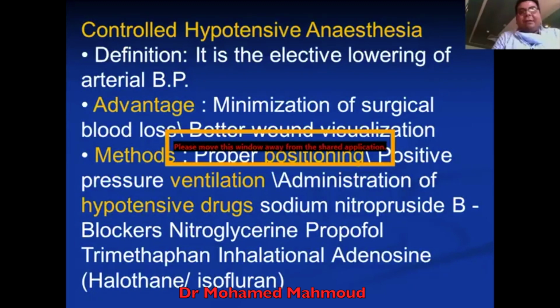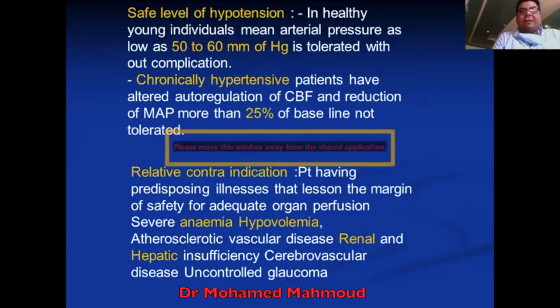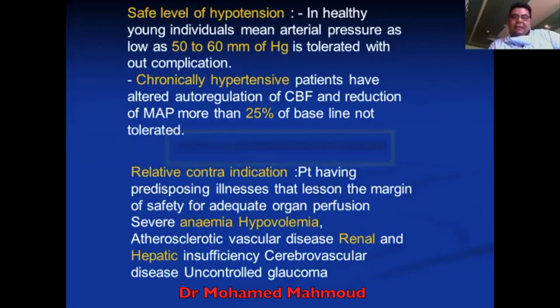In a healthy young individual, mean arterial blood pressure as low as 50 mmHg is tolerated. In patients with chronic hypertension, we can tolerate a drop of up to 25% from the baseline of the mean blood pressure. The relative contraindications to hypotensive anesthesia: any patient with a predisposing illness that lessens the margin of safety for adequate organ perfusion, like anemia or hypovolemia, or renal or hepatic insufficiency.